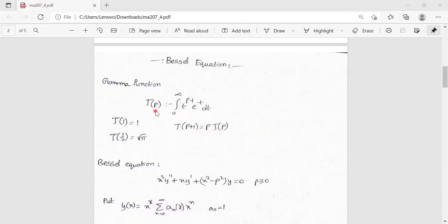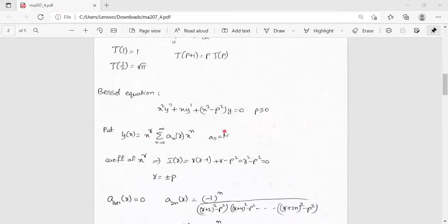If we substitute p is equal to 1, we get gamma 1 is equal to 1. Gamma at 1 by 2 is root pi. We can find this using this integral. And we have another property, gamma at p plus 1 is equal to p into gamma at p.